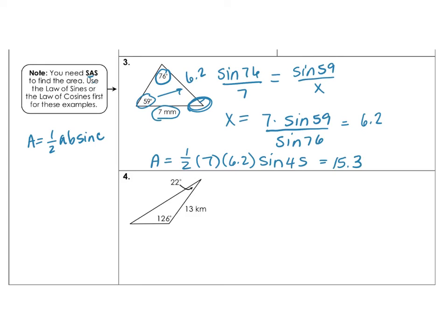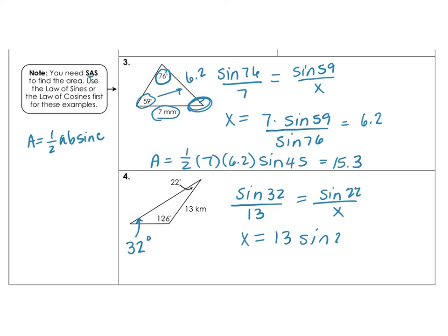All right, number 4, very similar, same idea here. Make sure again you have side, angle, side, and we almost do. We have angle, side, angle. So we have enough information, though, we can find our missing angle here, which is going to be 32 degrees. And now I think we have enough information. So we're going to set up our law of sines. So we're going to have sine of 32 over 13 equals sine of 22 over our missing side. And so cross multiplying and dividing, we have x equals 13 sine of 22 over sine 32. And so that side x is going to be 9.2. So we found this side right here is 9.2.